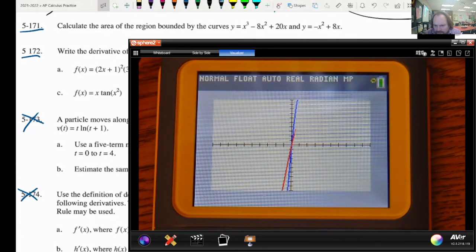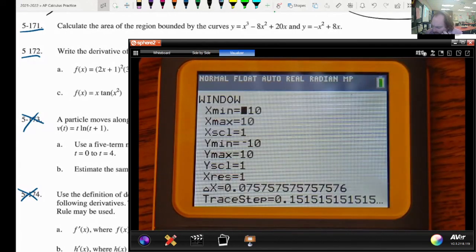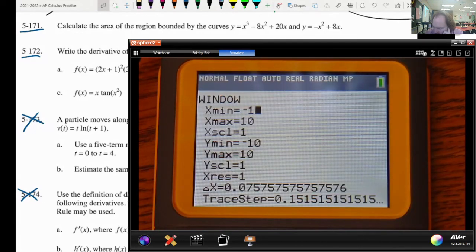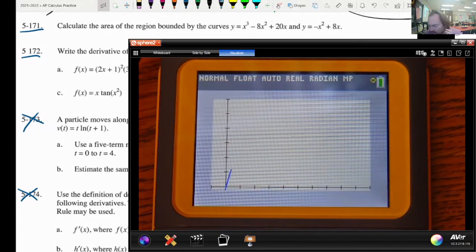There is the first thing, and there is the second thing. I'm going to need to change the window a little bit because I don't see that second intersection. I suspect it's probably up here somewhere. So since we don't need this negative space down here, let's leave x from -1 to 10. That's fine. But for y, let's go from -1 maybe to 30 or so with a scale of 5. That'll help us see what's going on there.